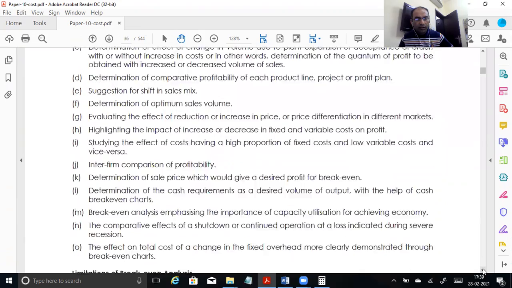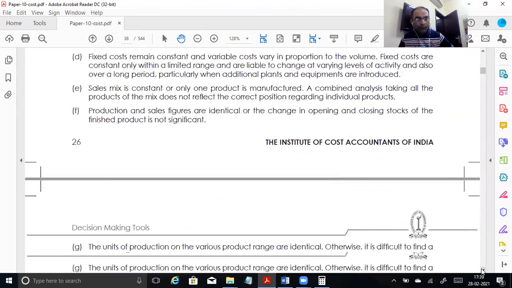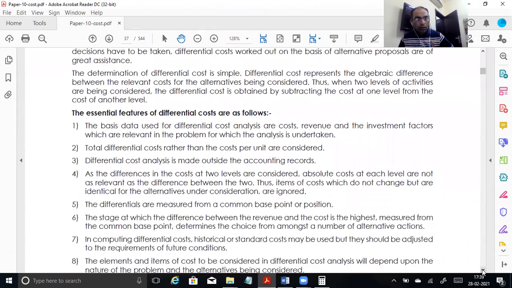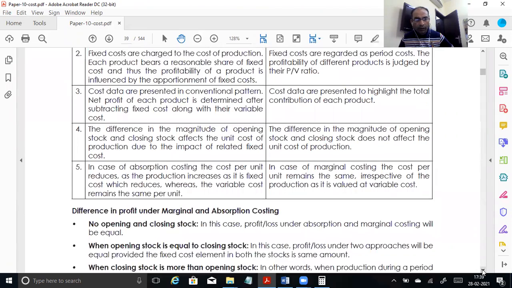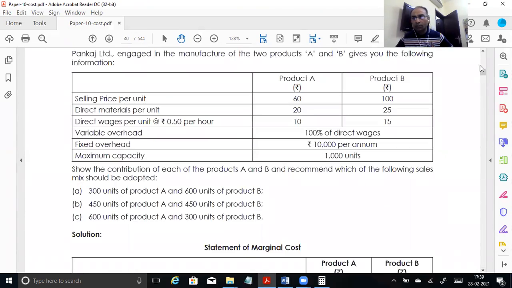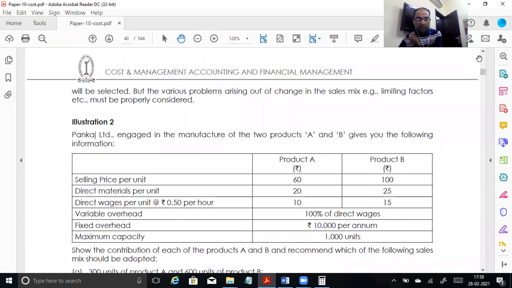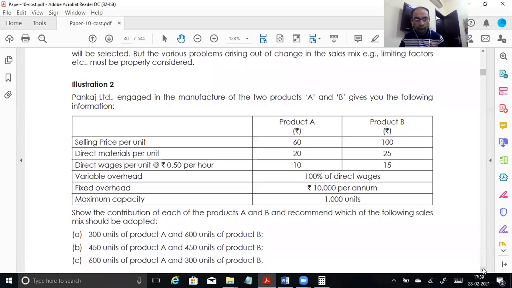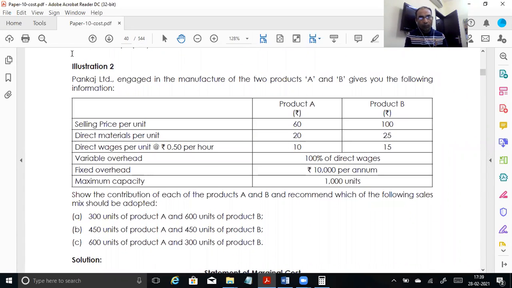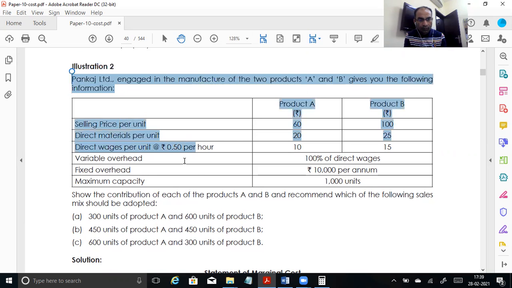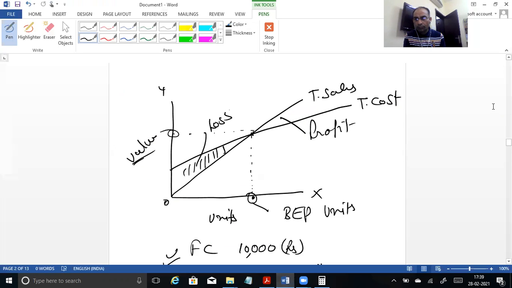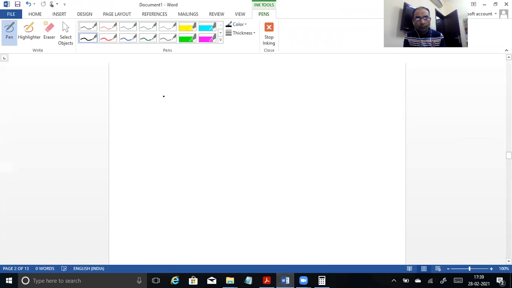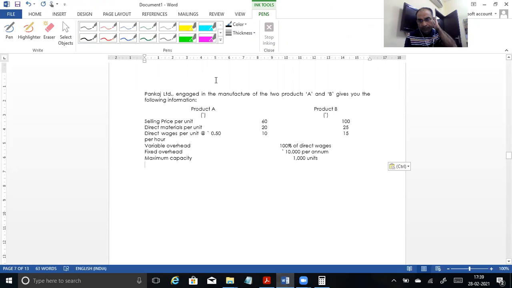So I will cover each and every example for you. So let us start with this example, illustration number 2. I'll check whether we can copy it. Yes, it is copied.